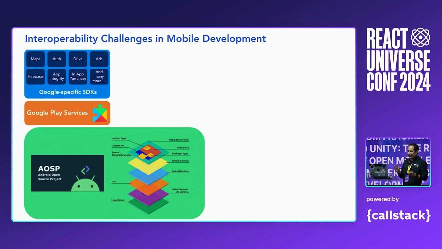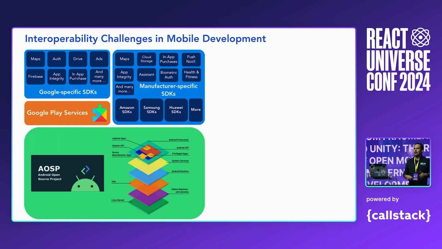Then you start thinking, okay, how do I support developers in other regions who build for other devices that don't have GMS? This is when many OEMs, manufacturers, have SDKs that are specific for each device. Amazon has SDKs, Samsung has SDKs, Huawei, and so on. And that's great that you have all these capabilities.